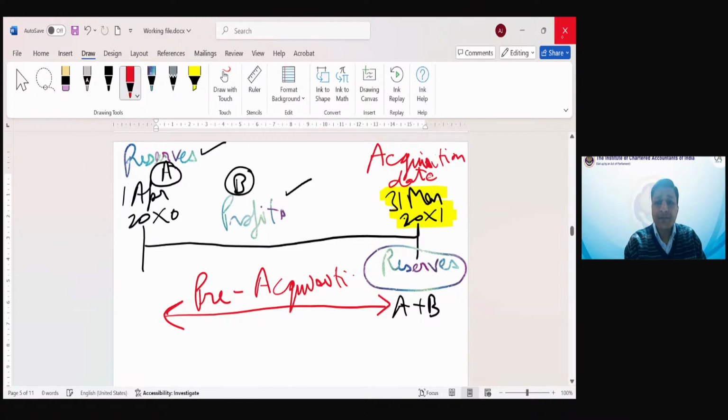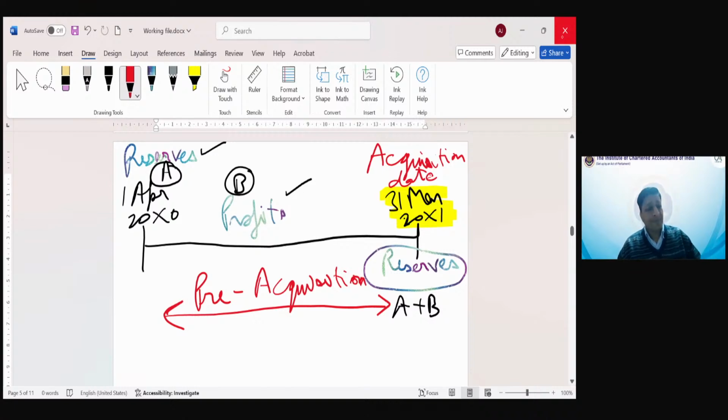Pre-acquisition. Okay. So that means the dividend in the given question, what will you consider that as? That will be considered to be paid out of pre-acquisition profits or reserves. Understood? Okay.